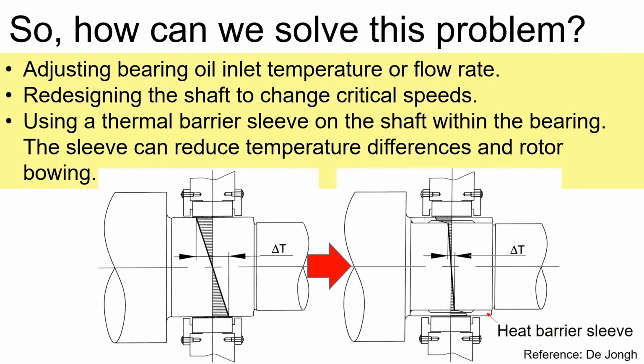Adjusting bearing oil inlet temperature or flow rate can alleviate thermal bowing. Also, you could redesign the shaft to change the critical speed. And using a thermal barrier sleeve on a shaft within the bearing can reduce the thermal bowing.